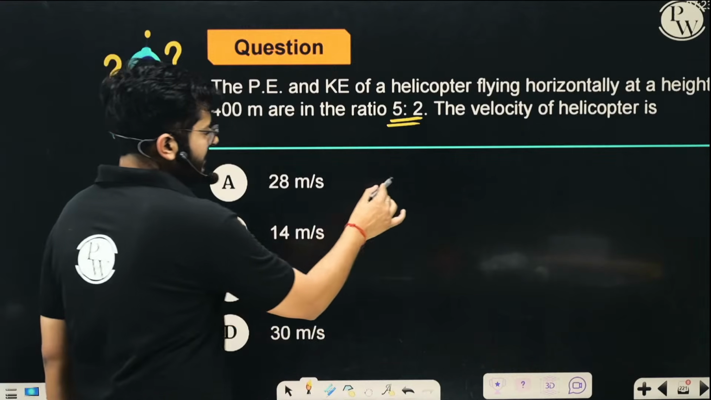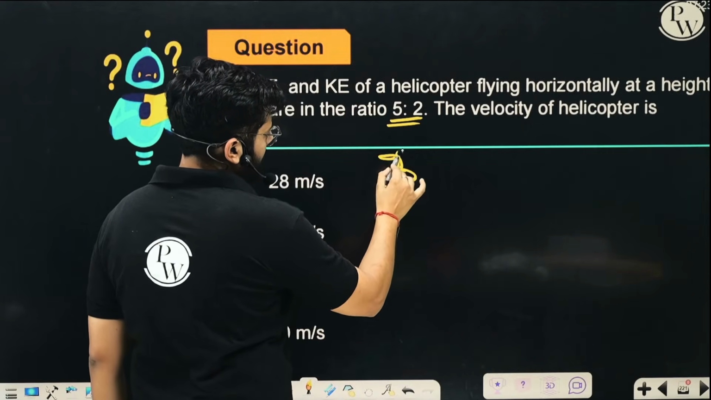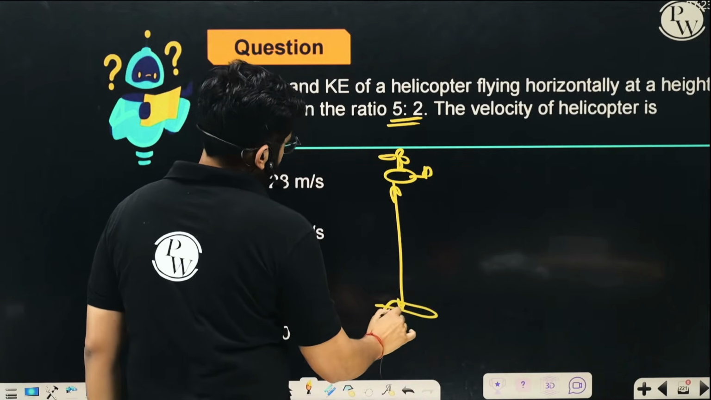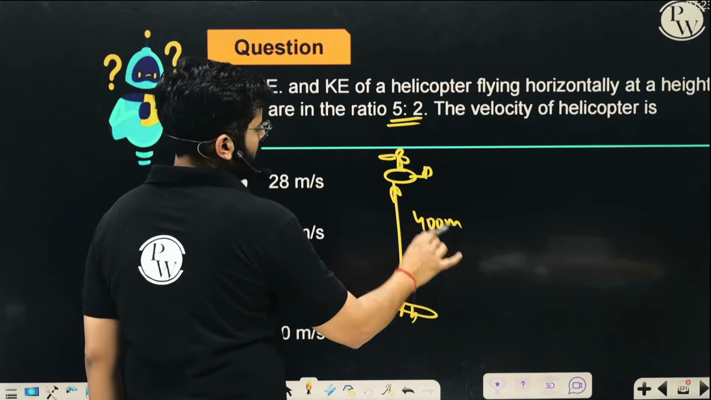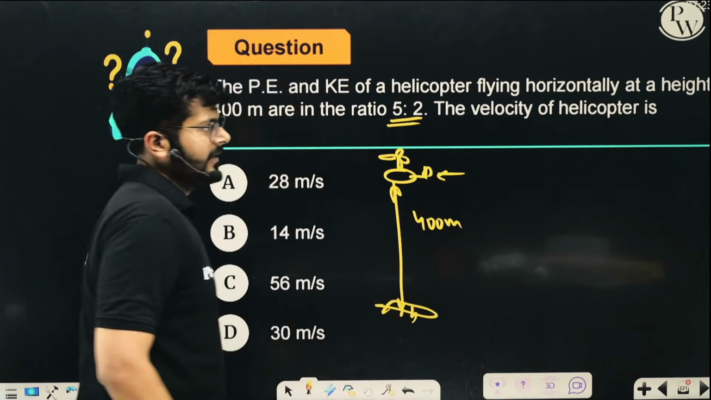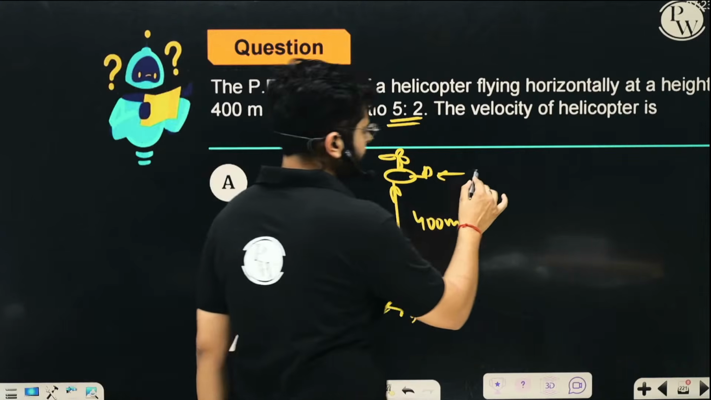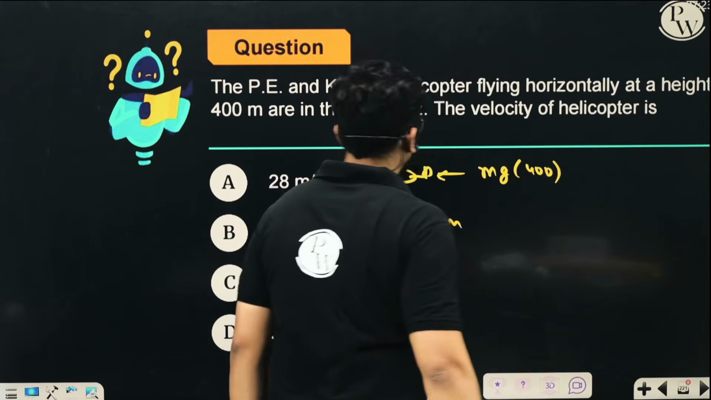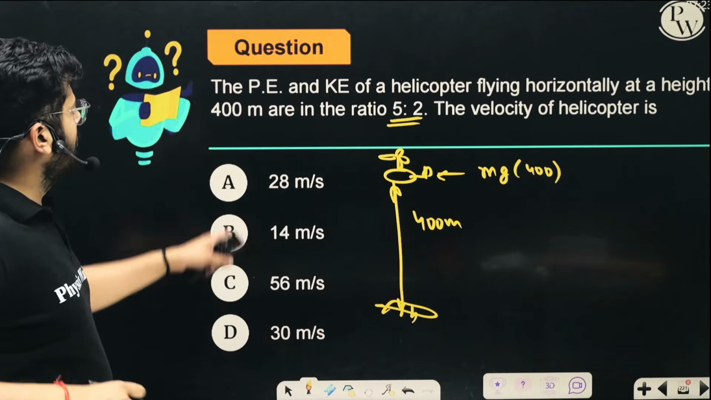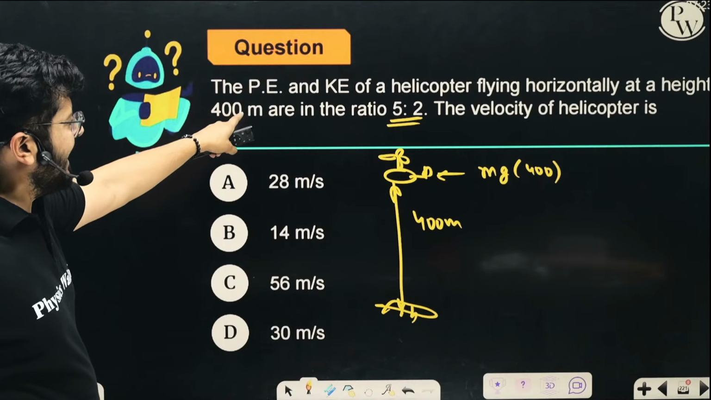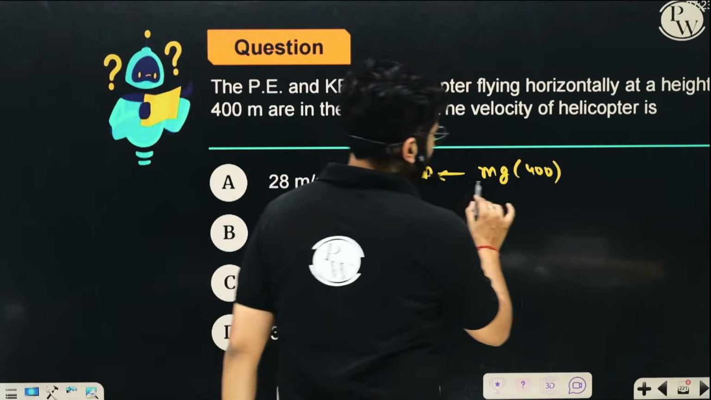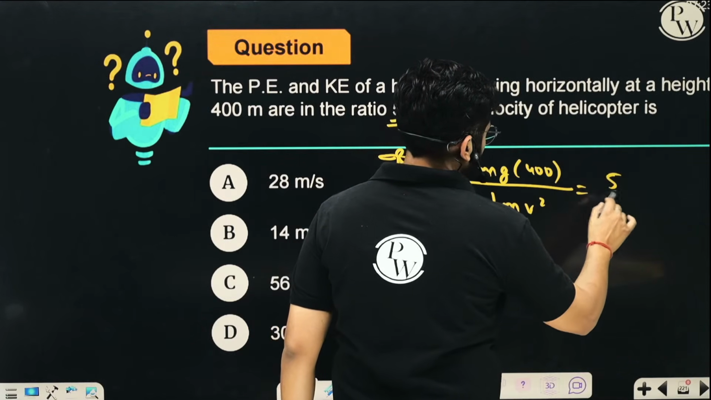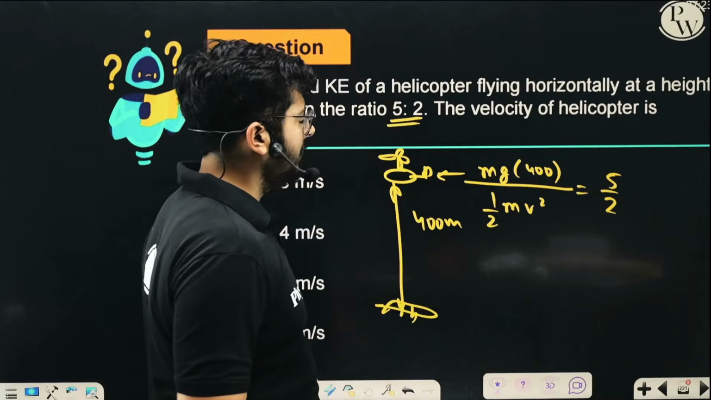So my dear kids, it is telling you that the helicopter is flying at a height of 400 meter. So clearly the potential energy of the helicopter can be figured out, right? It is mgh, right? And now the potential energy and the kinetic energy, the ratio of the kinetic energy over here, half mv square, is 5:2, right? So we have to tell the velocity.